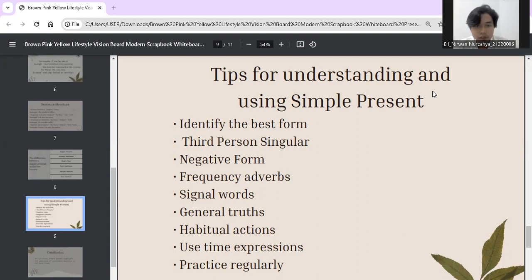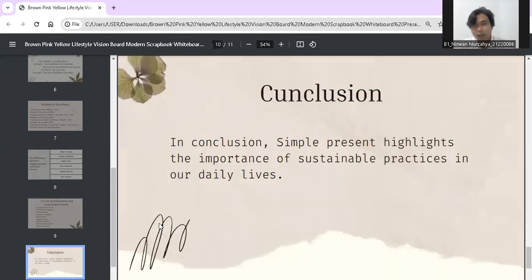And the last slide is the conclusion. In conclusion, the simple present highlights the importance of sustainable practice in our daily lives.